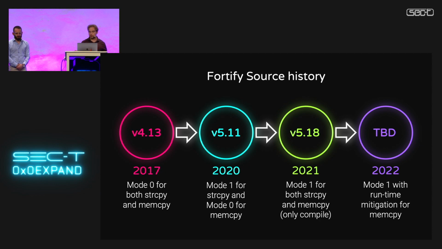Very recently, in kernel version 5.18, mode 1 was turned on for both of them, but the memcpy still only had the compile time mitigation. So the runtime mitigation was still not enabled, and last week, the runtime mitigation for mode 1 for memcpy got introduced. Again, this mitigation only exists currently in the latest Linux, but for older versions, buffer overflows in the kernel can still be exploited into everything beyond denial of service.